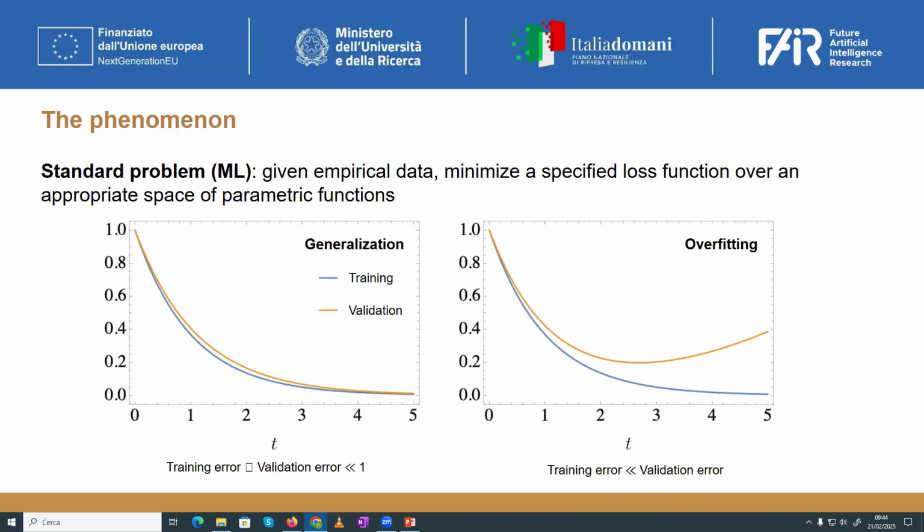On the left, you have a model which is able to generalize from experience, because both the training and the validation errors are close to zero when the training procedure goes to infinity. And on the other side, you have a model which is in an overfitting regime, meaning that the validation error is far higher than the training one. And so the system is not able to generalize from the experience. From a practical point of view, this is an unwanted situation, but from a theoretical point of view, this is a dynamical manifestation of a phase transition between two different regimes. The one is the generalization phase, and the other is the overfitting regime.